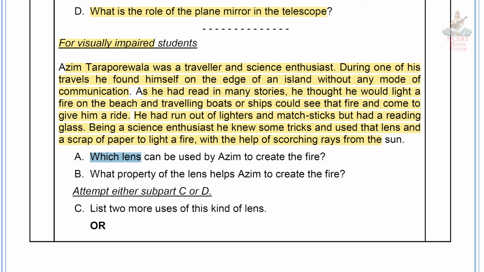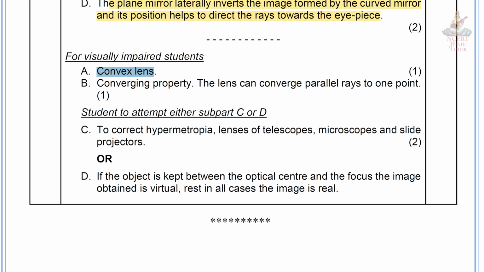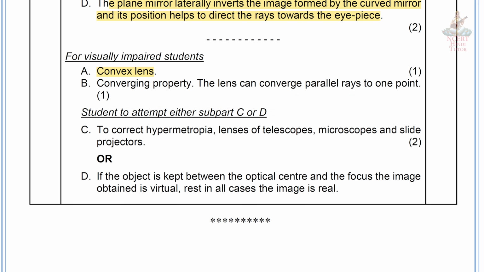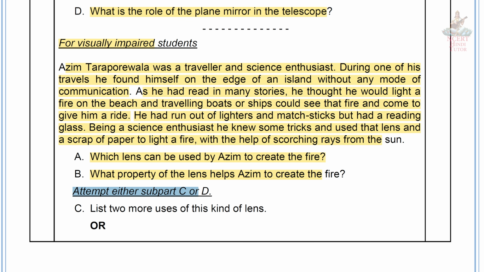A. Which lens can be used by Azim to create the fire? Answer. Convex lens. B. What property of lens helps Azim to create the fire? Answer. Converging property. The lens can converge parallel rays to one point. Either attempt subpart C or D.